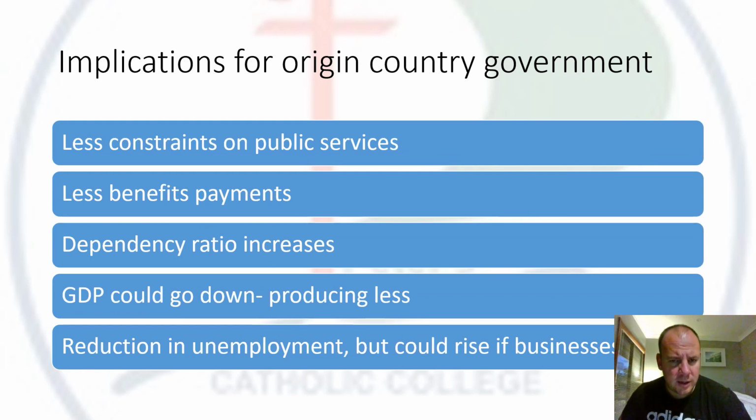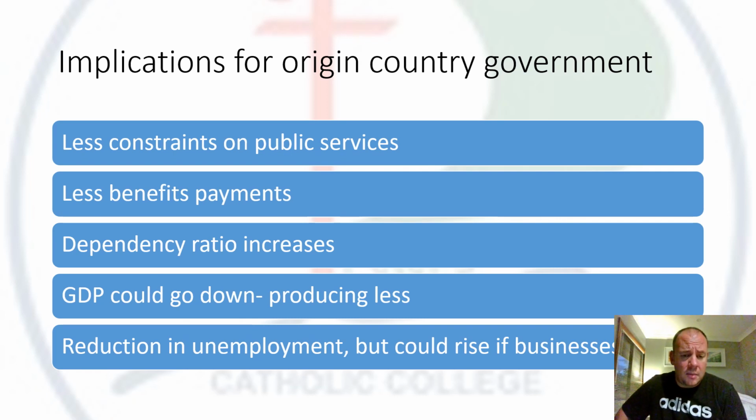Now the origin countries, obviously there's less constraint on public services, so that's good, particularly if it's a developing country. Less benefits being paid as well. However, the dependency ratio increases. So if we've got a couple, say in India, and the dad moves to Australia, the wife's left on her own with say 3 kids. So that's the dependency ratio, and that can be pretty bad if the husband loses his job or doesn't send money back home. It can have a big impact.